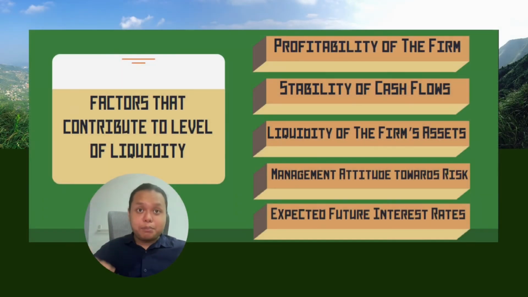And for the last part, there are several factors that contribute to the level of liquidity. Firstly, the profitability of the firm. Secondly, the stability of cash flows, followed by the liquidity of the firm's assets. Next, the management's attitude towards risk, and lastly, the expected future interest rates.